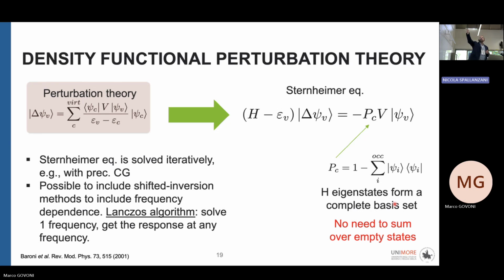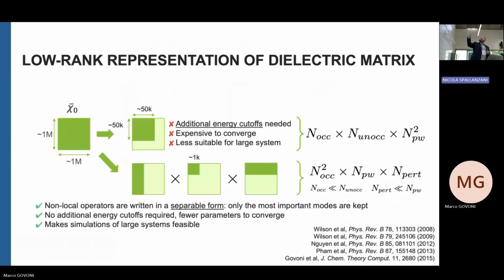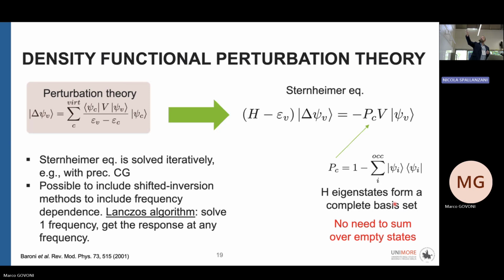So now, this is the matrix. This is an unknown. This is the known term. So AX equals B. You're going to solve a linear system with a preconditioned conjugate gradient method. And you can do this also with finite frequencies using the Lanczos algorithm.